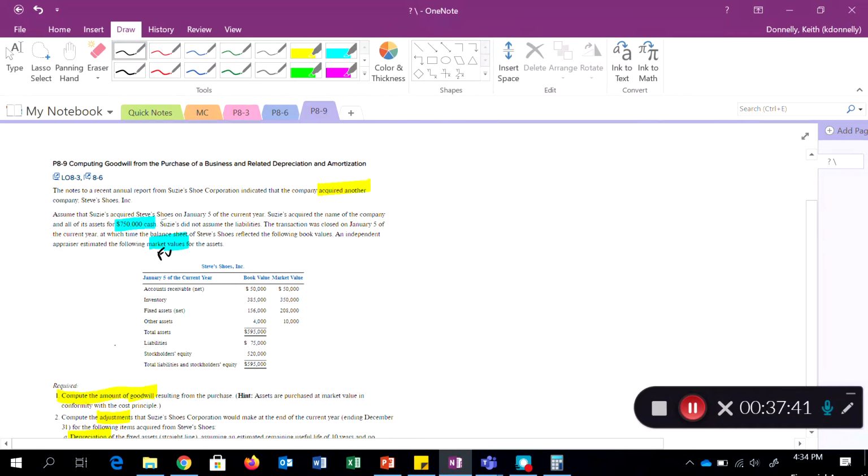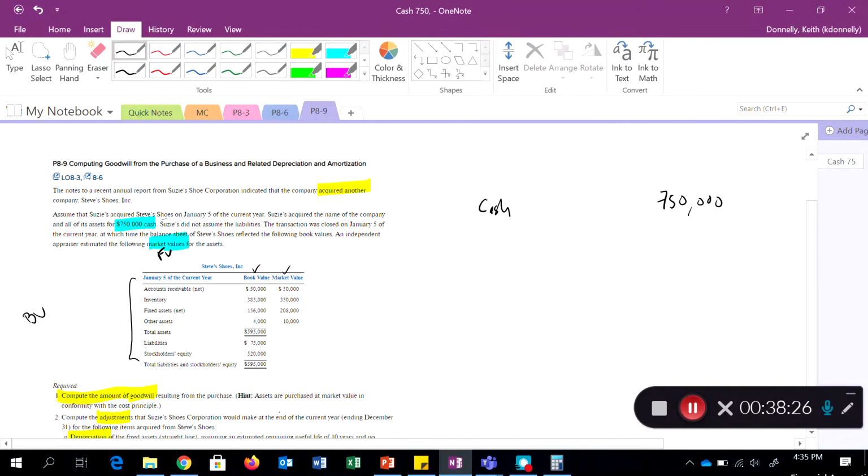If you were to look at this, it's not a balance sheet, because a balance sheet is the book value. We had a third-party person come in and say, here's a separate report that shows the fair value. They compare book value and fair value, market value. So what we're going to do here is compute the amount of goodwill. If we were to turn this into a journal entry, we know cash, in this case, we paid $750,000.